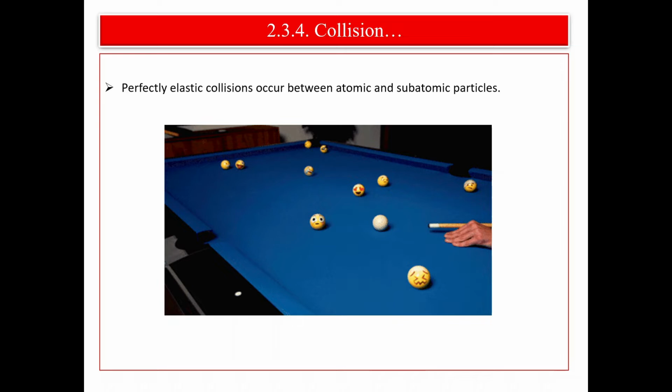Let's proceed. Inside the elastic collision, there is also the consideration of perfectly elastic collision. This occurs for atomic subparticles. If atomic subparticles like electrons, protons, and neutrons collide with each other, the collision is considered perfectly elastic. Not only elastic collision, but perfectly elastic collision.